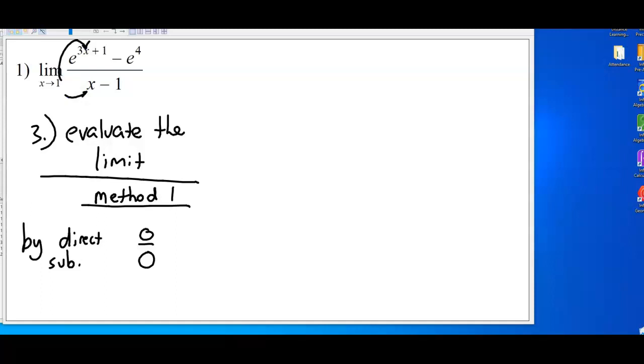So this is a L'Hopital limit. Okay, and therefore we're going to apply L'Hopital's rule. So, according to L'Hopital's rule, I guess I'll write that out: by L'Hopital, we could say that the limit as x approaches 1 of e to the 3x plus 1 minus e to the 4 over x minus 1 is equal to the derivative of the top and bottom there.